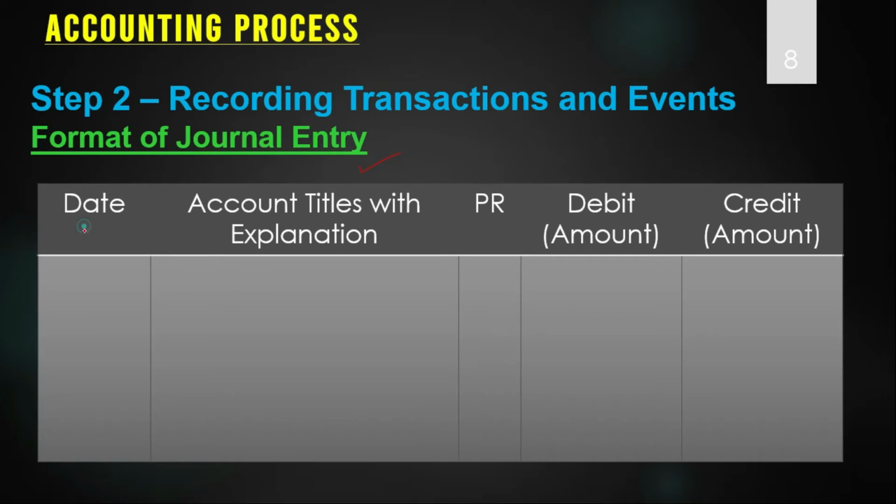First column is for the date, where you will write the date of the transactions. Second column is the main column where you will write the items with debit and credit and with its explanation as well. Third column is the posting reference. Posting reference includes the page number where it has been posted.